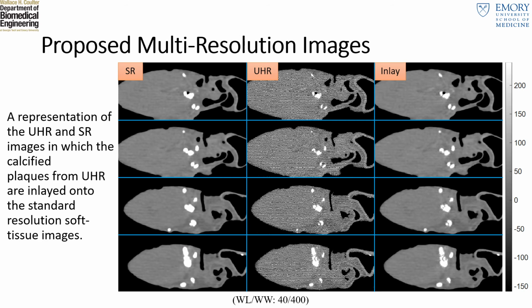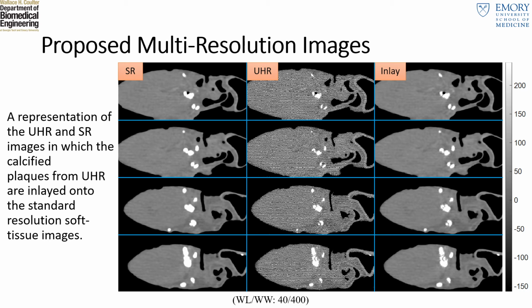Our proposed multi-resolution images are a representation of the UHR and SR images in which the calcified plaques from UHR are inlaid onto the standard resolution soft tissue images. This process is comprised of a soft kernel being applied to the SR and UHR images and then inlaying the calcified plaques based on a threshold mask.